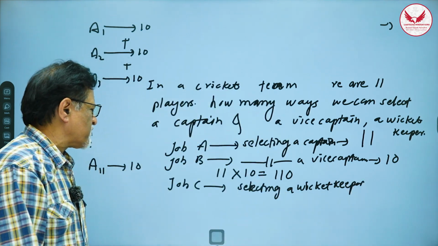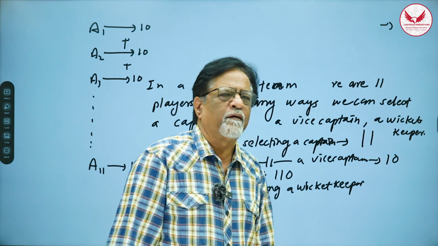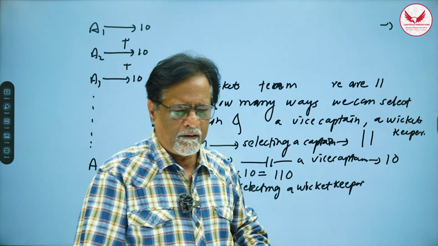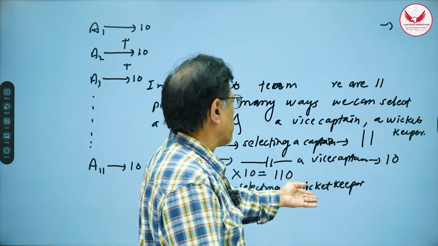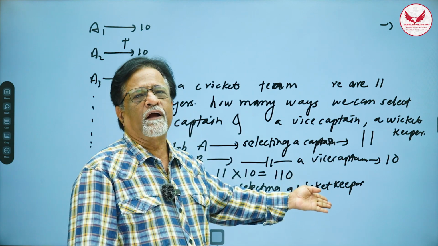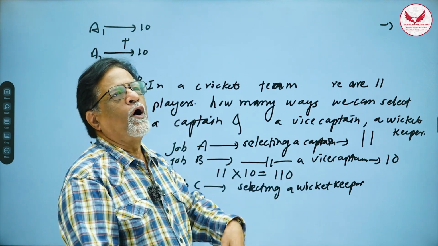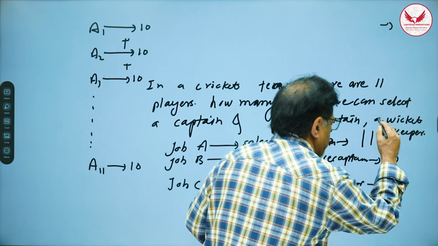Now, this is a tricky question. Generally, whenever I ask these questions to the students, they make a mistake of writing 11, 10 and 9. That is a great mistake because you have seen a wicketkeeper being a captain. You have seen a wicketkeeper being a vice captain also. So for wicketkeeping, all are eligible. So again for wicketkeeper, all 11 choices are there.